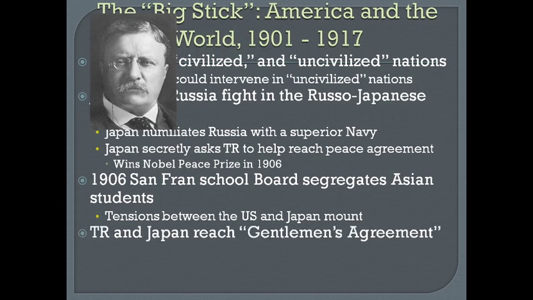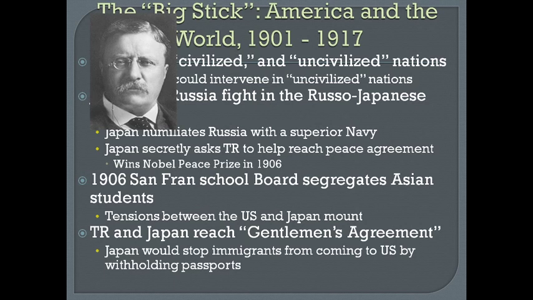And what happened was Theodore Roosevelt and Japan reached this gentleman's agreement. This isn't a real law where it was written anywhere, but it was an agreement created by the leaders of both nations where Japan would stop immigrants from coming to the U.S. by withholding passports. So it was just an unofficial agreement where Japan would agree to kind of curtail immigrants so that this wouldn't be a problem anymore. And this is definitely another example of nativism.